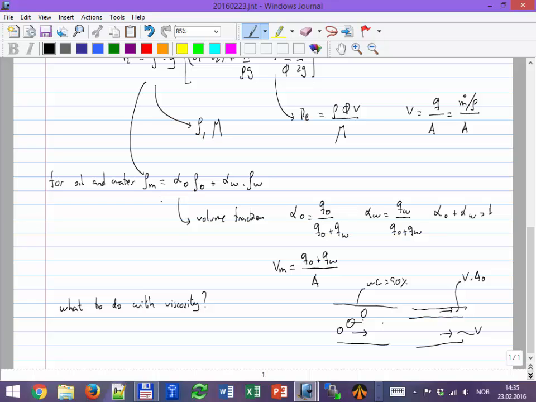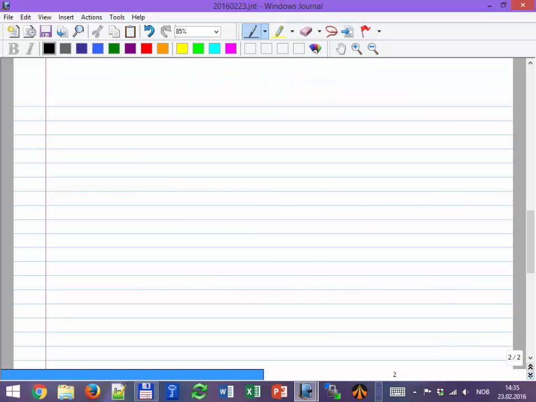So what to do with viscosity? One approach that could be used is to use the mixture viscosity, and that's not a very good approximation. I'm just putting it here because it's mentioned in the textbooks, but usually it's not a good approximation. And for that you use the same weighting that you were using for the density: 1 minus alpha of the oil times viscosity of the oil plus alpha of the water times viscosity of the water.